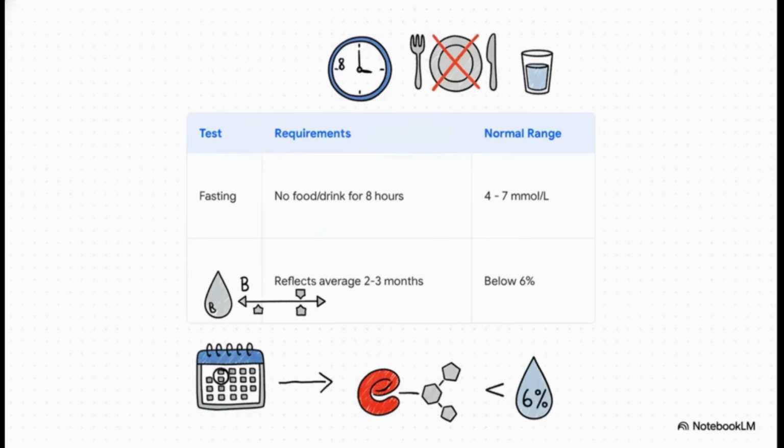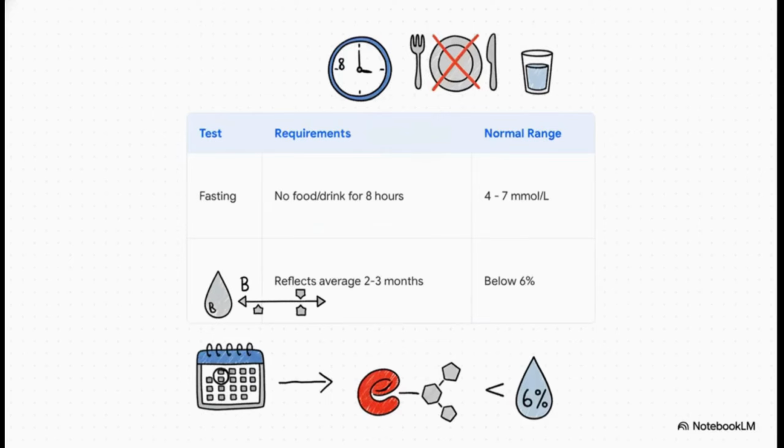Moving on to diagnosis, a fasting blood sugar test requires no food or drink except water for at least 8 hours, and it helps establish a baseline blood glucose level. The normal range is between 4 and 7 millimole per liter.